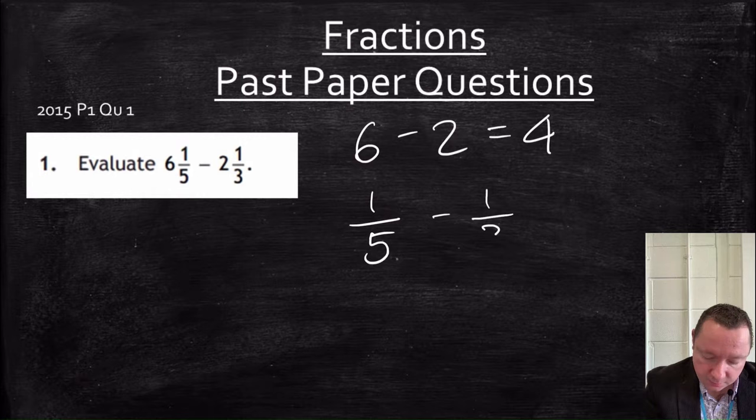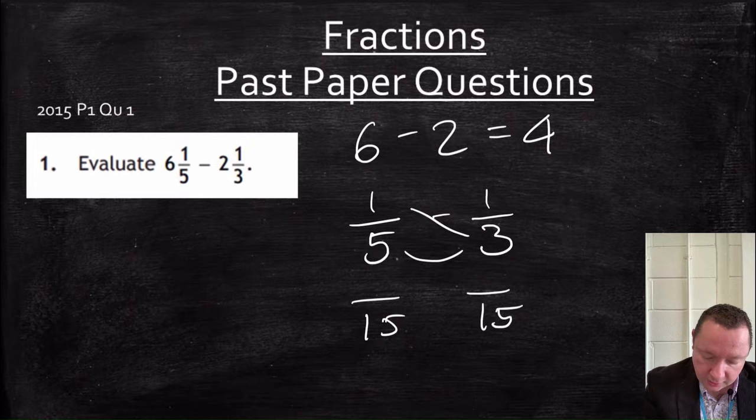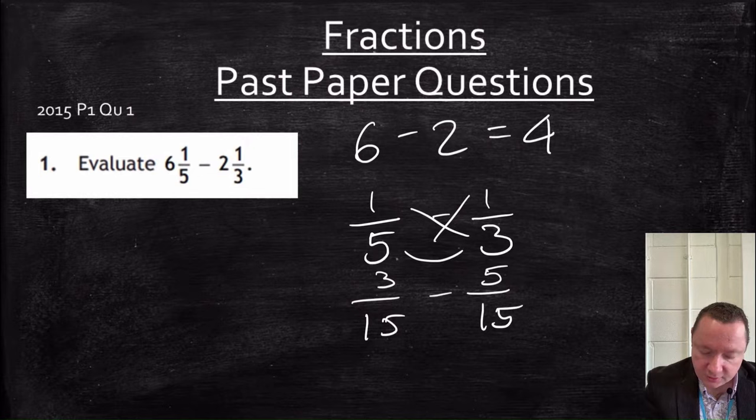Common denominator is 15. 1 times 3 is 3. 1 times 5 is 5. 3/15 minus 5/15. Don't make a mistake, it's not 2. It's minus 2/15.